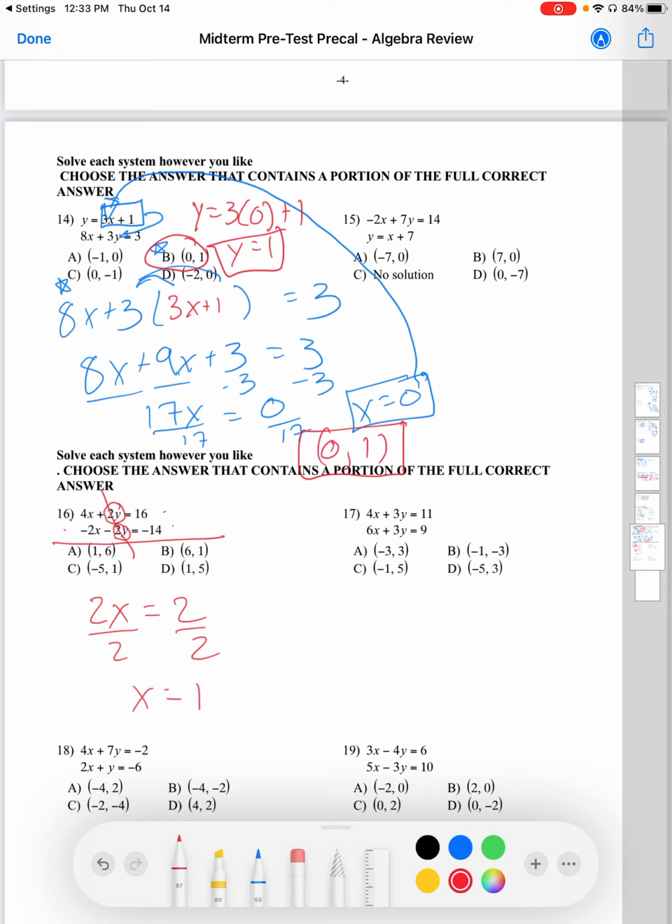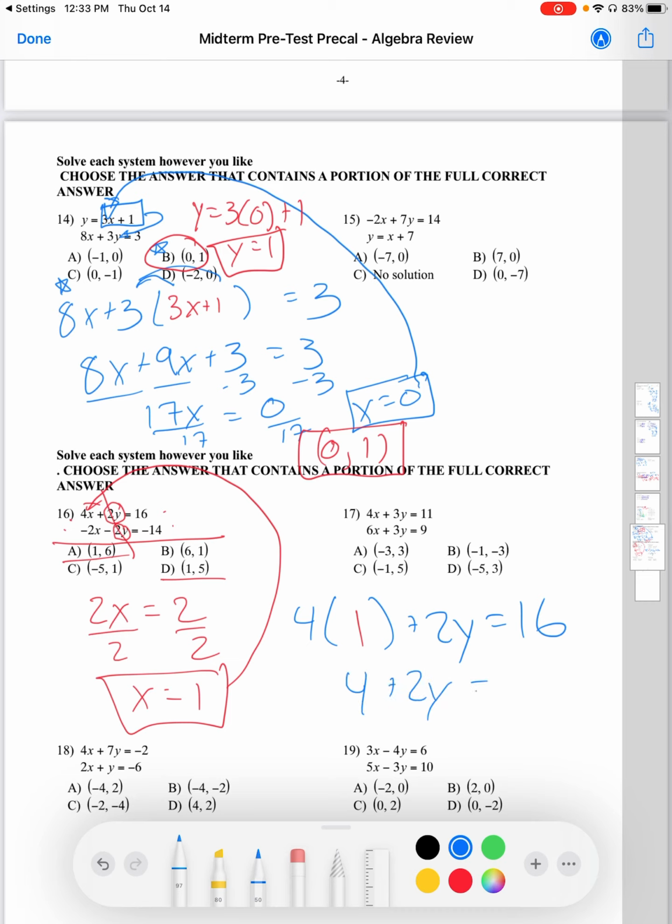X equals 1. Now if I look at my answers, I have two possibles, right? I'm going to plug that back in. X is 1, I'm going to plug it there. That's 4 times 1 for my x, plus 2y equals 16. 4 plus 2y equals 16. We'll subtract 4. 2y equals 12 divided by 2. Y is 6. So 1 comma 6 is our answer. That's A.